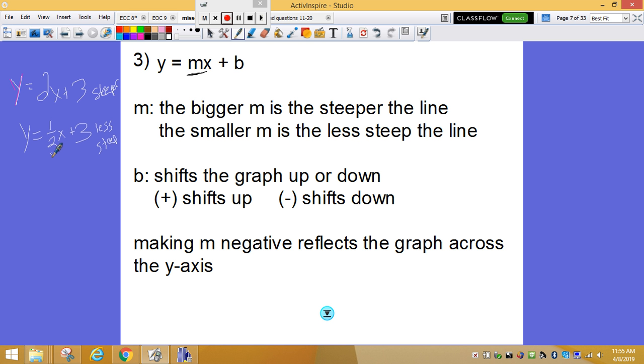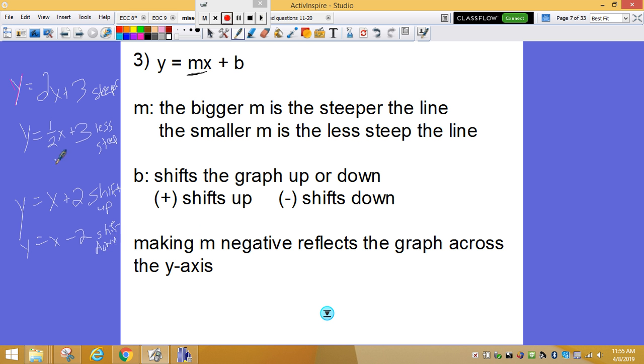B, the number at the end, shifts it up or down. And if it's a plus, it's going to shift it up. If it's a minus, it's going to shift it down. So again, let's write down this example. If I have x plus 2, and I have x minus 2. This one is going to be shifted up because it's a plus 2. And this one is going to be shifted down because it's a minus 2.